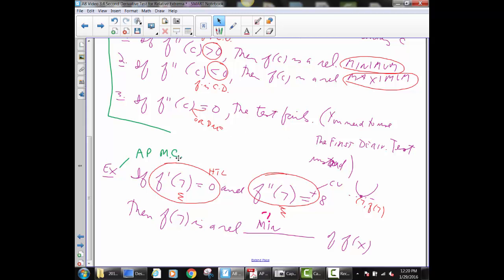Now, here's a common AP multiple choice question. They don't even mention the word second derivative test. However, it's telling you that the first derivative at 7 is 0, and the second derivative at 7 is 8, which means it's positive. Hence, you have a horizontal tangent line at 7, and the graph is concave up. That means you're going to have a relative min.